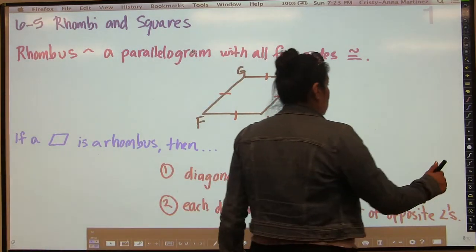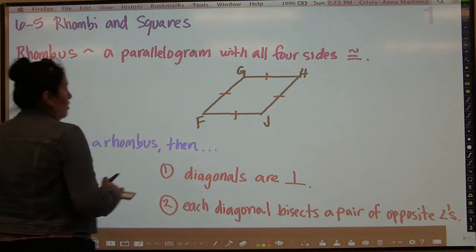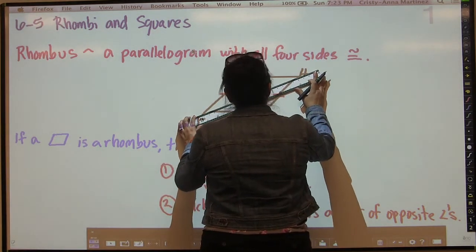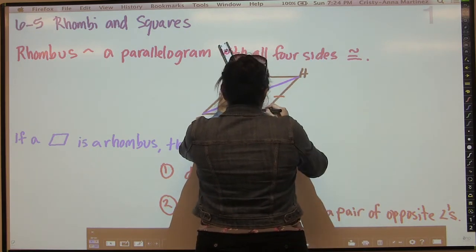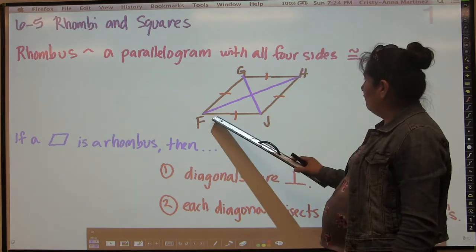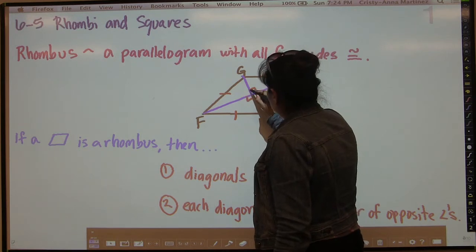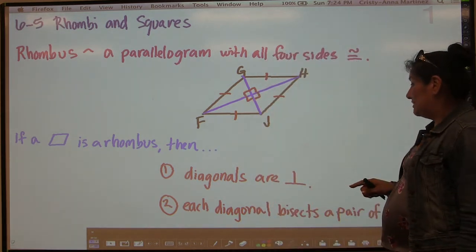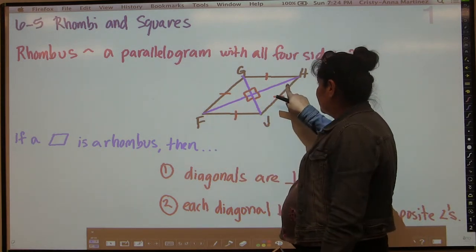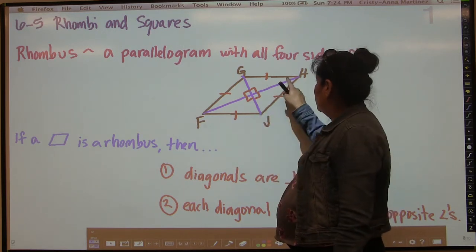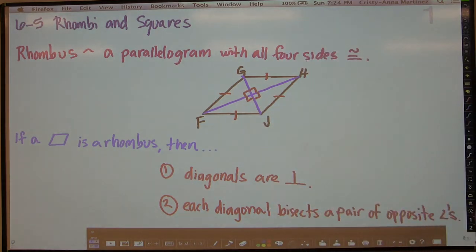So if I were to draw in the diagonals here for this diagram, then we would get that segment HF and GJ would be perpendicular. So we have all these little perpendicular angles going on. That's the first part. The second part is that each diagonal bisects a pair of opposite angles. So the FH diagonal bisects the opposite angles. So this angle is now bisected, this angle is now bisected, and vice versa here as well. Okay? So that's what we have for a rhombus.